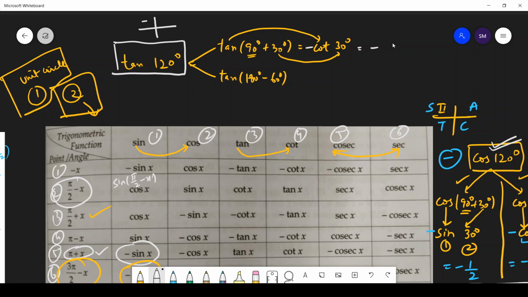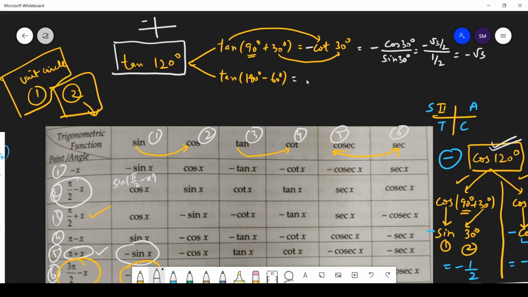So this is minus cot 30, which means cos 30 upon sin 30. What is cos 30? Root 3 by 2. And what is sin 30? 1 by 2. So the 2 will cancel out and you are left with minus root 3.